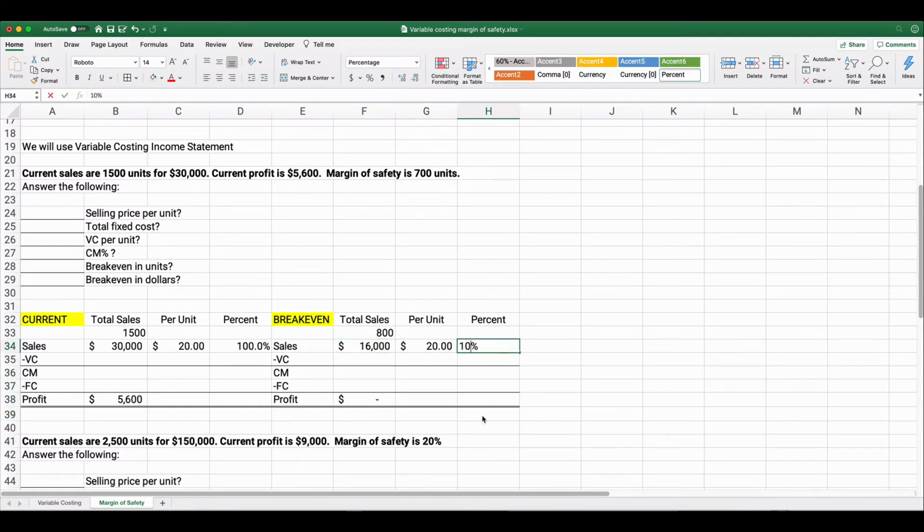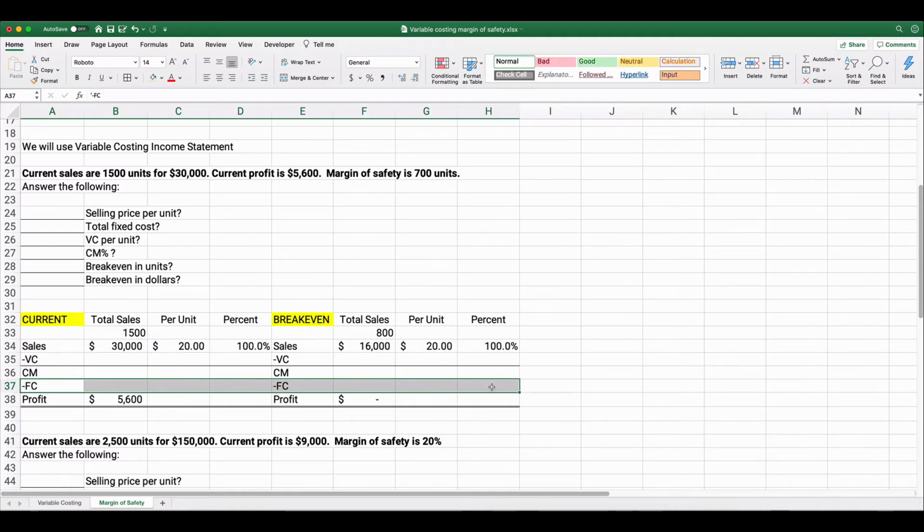We also know this is 100%, but we're kind of stuck unless you start thinking about how the relationship works. Now, what do we know? We know variable cost changes with volume, so the variable cost here will be different than the variable cost here. But what's the definition of fixed cost? A fixed cost is a total cost that stays the same. So whatever the fixed cost is here, it's the same here, so that doesn't change.